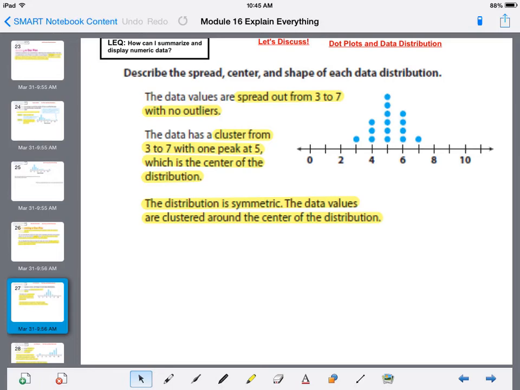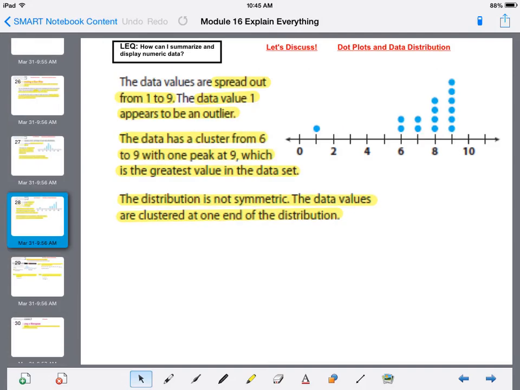So describing the spread, center, and shape of this data distribution, the spread means where does the dot plot start and where does it end. So the spread is from 3 to 7. It has no outliers because everything is clustered together. The peak is at 5, which is the center of the distribution. It is symmetric because if we folded this in half, it pretty much looks balanced on both sides.